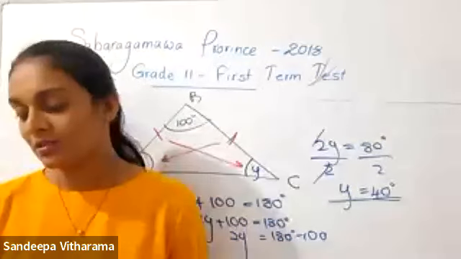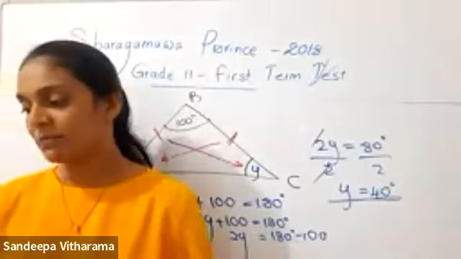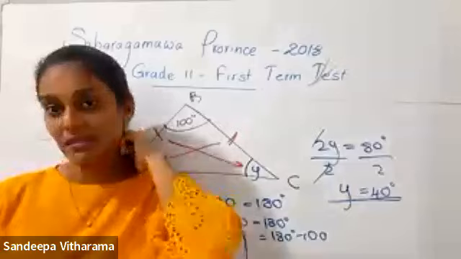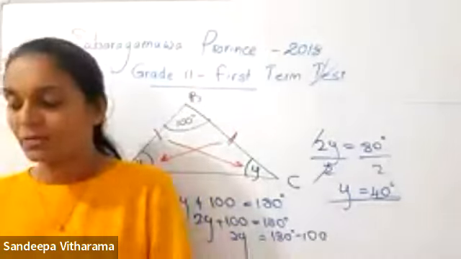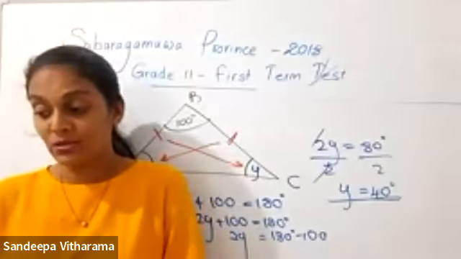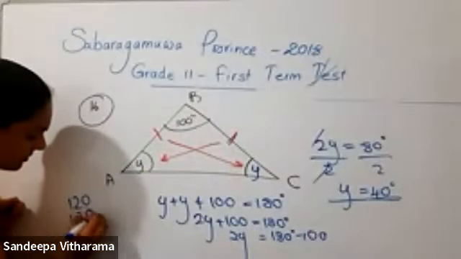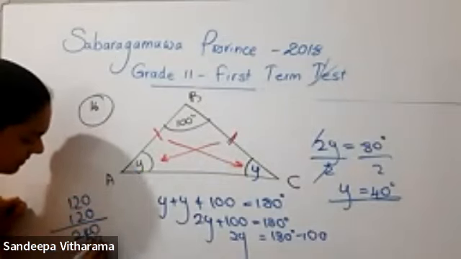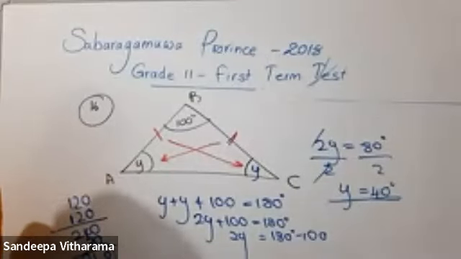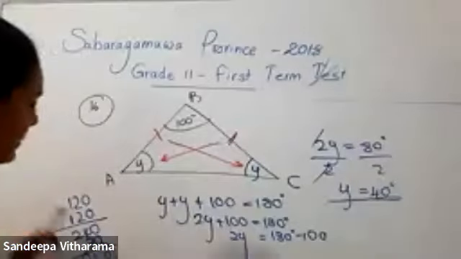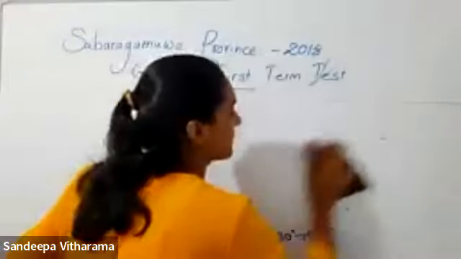Then the next one, they have given A equals 70. In a parallelogram, the opposite angles are equal. So if A equals 70, then the angle opposite to A should also equal 70. Adding them gives 140, and the sum of a quadrilateral should be equal to 360. I will explain this.